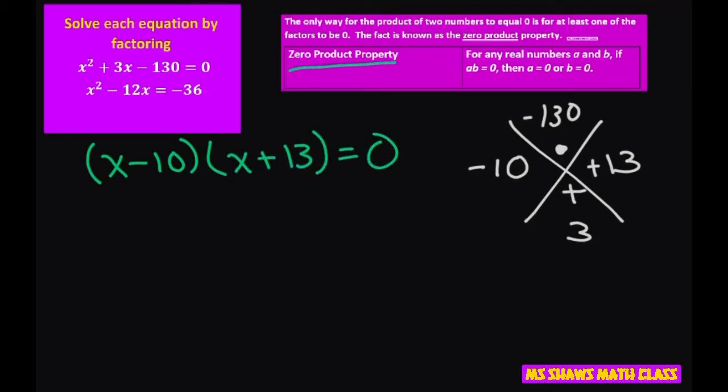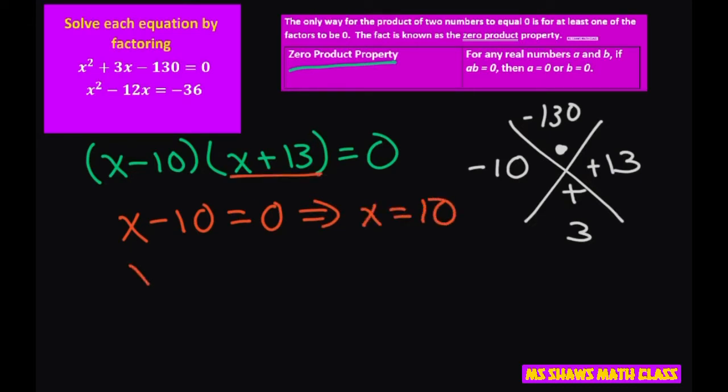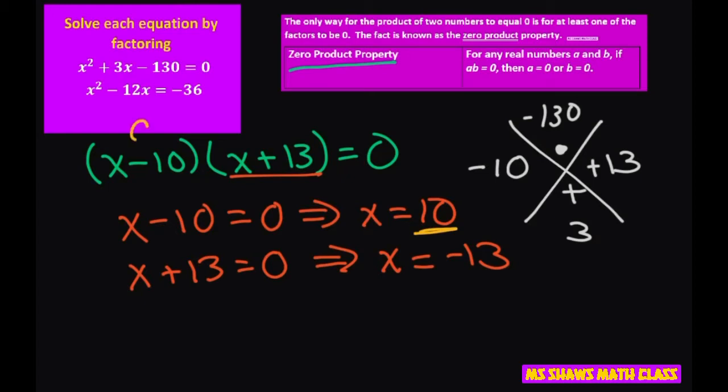Now we're going to use the zero product property, so that means let's solve for each of these. This gives us x equals 10, and for this one we get x plus 13 equals 0, therefore x equals negative 13. Now all that means is that when you plug in 10, you're going to get 0 here and 23 here. So 23 times 0 is 0.